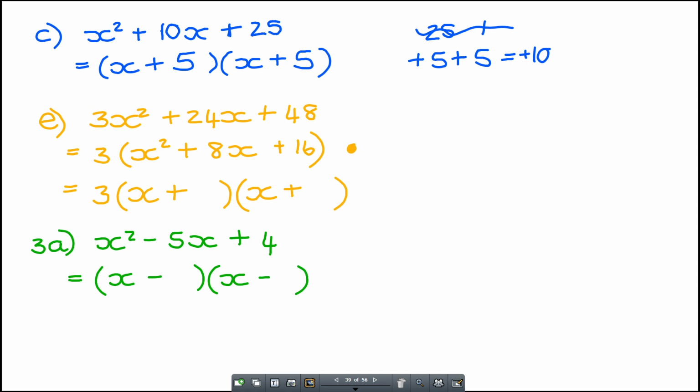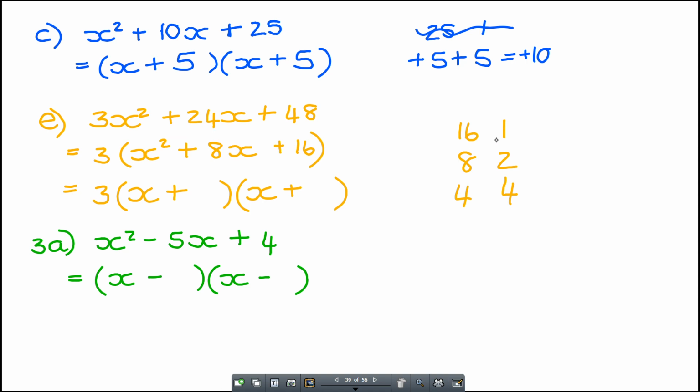What will then be left? X squared plus 8x plus 16. Now, I've got to factorize that trinomial inside the bracket. Now, because this is a plus, I knew I'm going to have x plus something, x plus something. Okay, now factors of 16 will be 16 times 1 or 8 times 2 or 4 times 4. I've got to use those factors to get a positive 8.